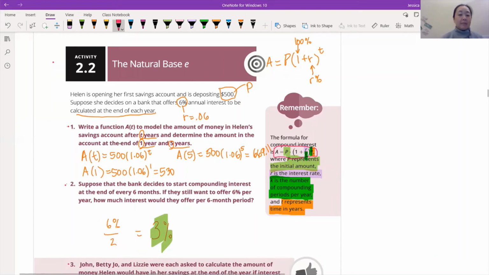So here's Helen, and this is her situation. Helen is opening her first savings account and is depositing $500. Suppose she decides on a bank that offers 6% annual interest. So their APR is 6%.